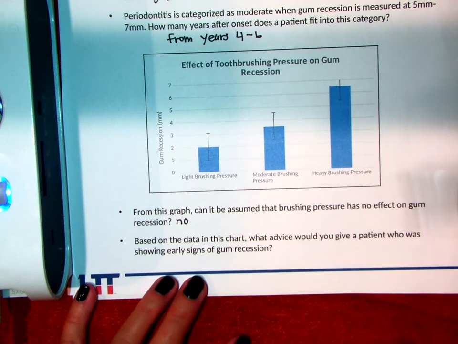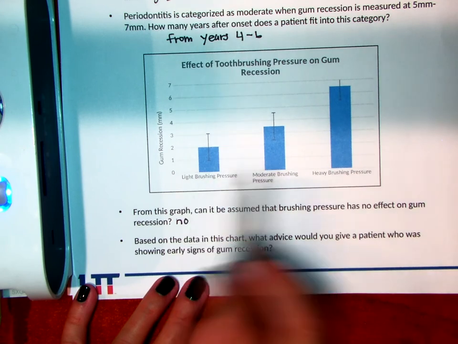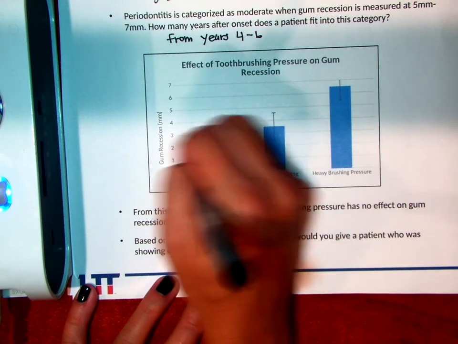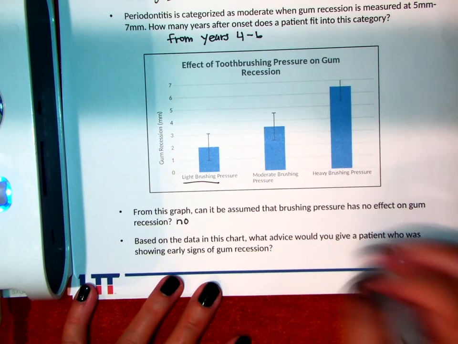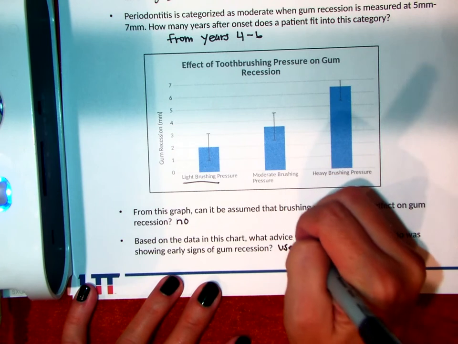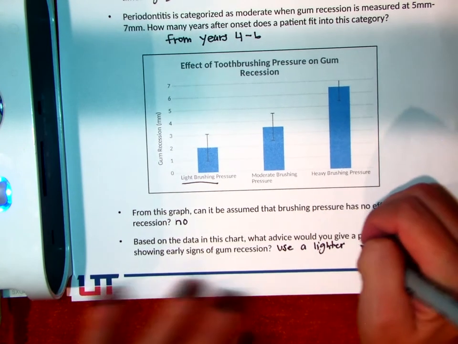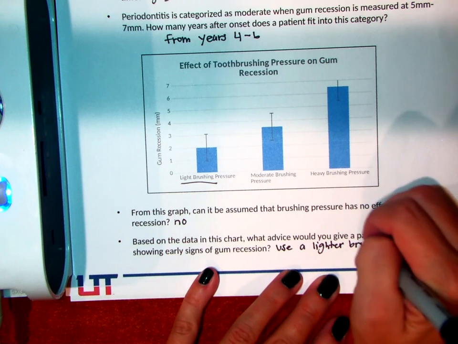And based on the data in this chart, what advice would you give a patient who was showing early signs of gum recession? Well, what kind of pressure would they want to use when they're brushing? Probably a light brushing pressure. So use a lighter brushing pressure.